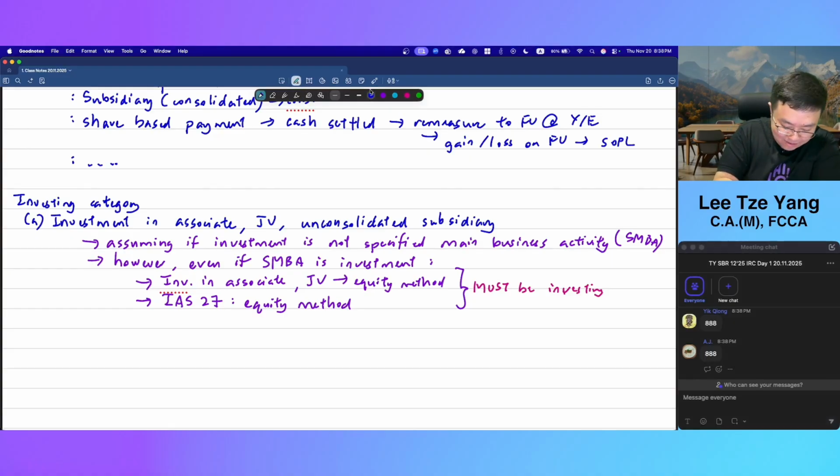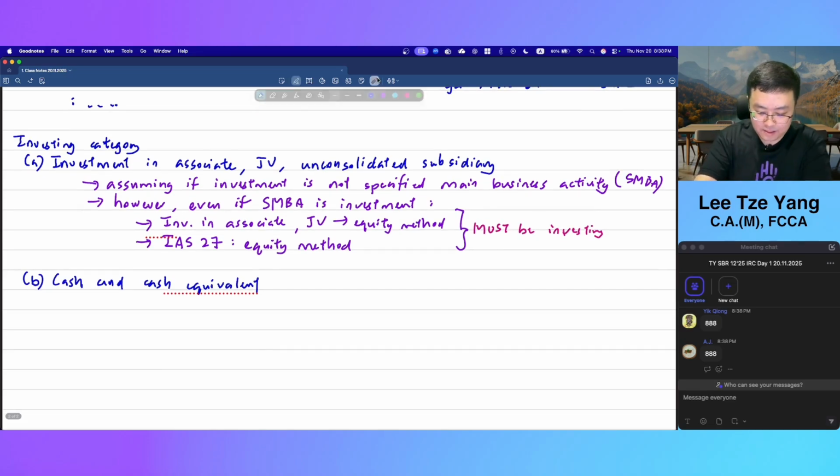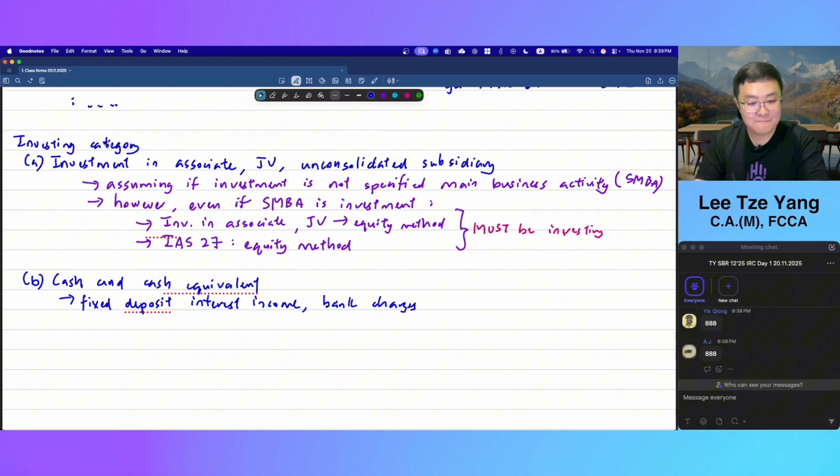Now, the second thing, let's talk about the second one, which is if it relates to cash and cash equivalent. It means something like fixed deposit interest income, bank charges, all these things. It will be under the investing category. Okay, it's quite clear.